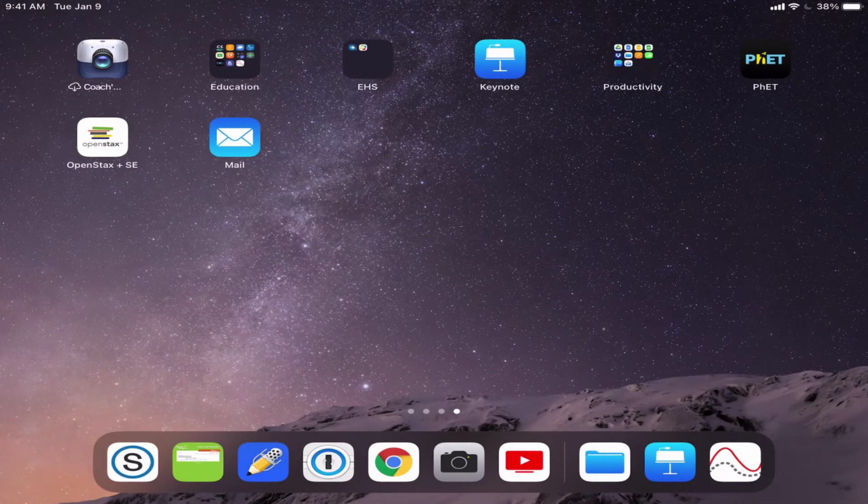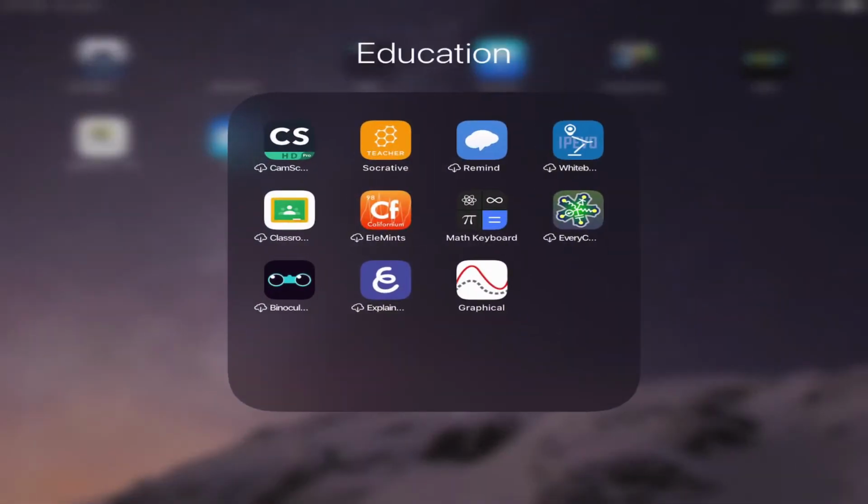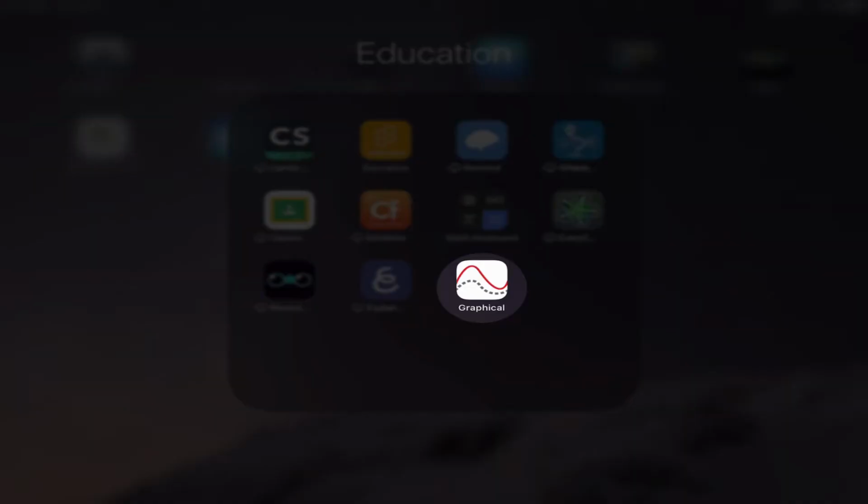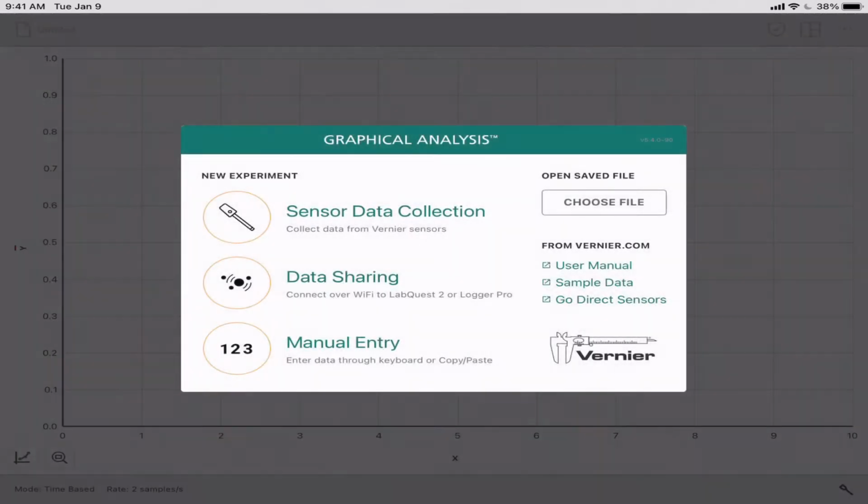I want to talk about how to use a graphical analysis program to get the data for our collision lab. So you should download graphical analysis from the self-serve app and open up graphical analysis. And it looks like this.